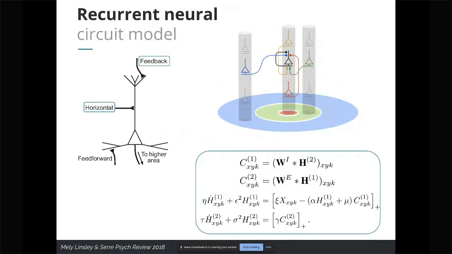We built what I would describe as a computational neuroscience model. It's very closely related to some of the dynamical system models we heard about this morning. Our goal was to build a model that would be able to essentially explain and model the interactions between neurons in the visual system, both within a cortical column.